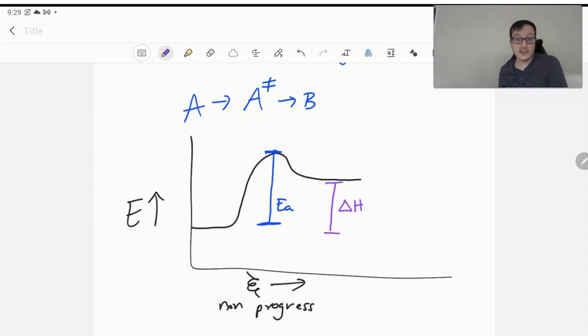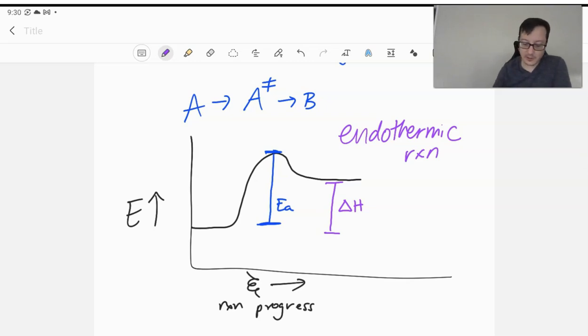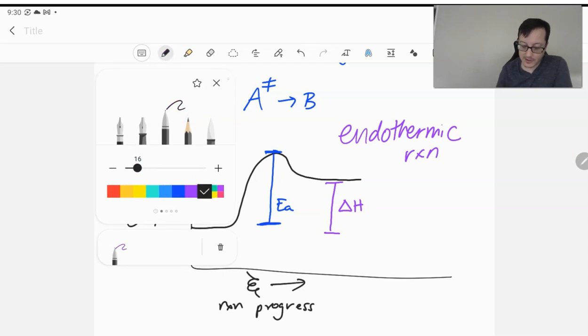And in this case, delta H is greater than 0. We've gone up in energy, so this is going to be an endothermic reaction. The other marks are the same, so we have the transition state and all, and everything else would be the same. So with that, now that we've seen this idea of activation energy, we can actually now put it into practice.